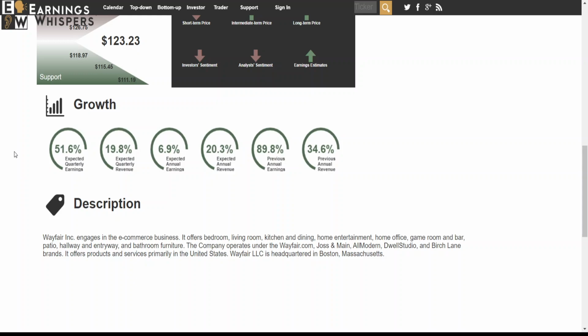Now, if you see here on Earnings Whisper, they're expecting about 52% quarterly earnings above what the earnings estimate is saying, and 20% above the quarterly revenue that the estimate is saying. And these are two very strong factors that can basically tell you how well a stock is doing at the moment. If it's 50% above what they're expecting, this is a really, really, really strong number.